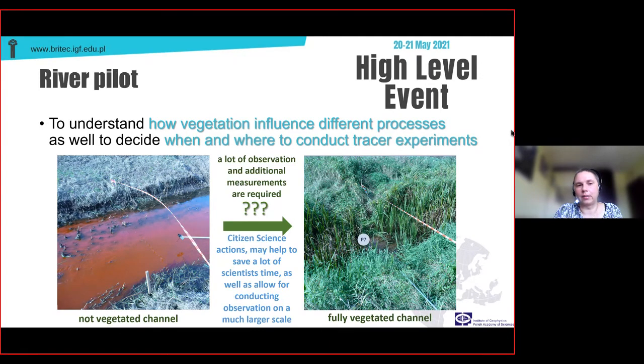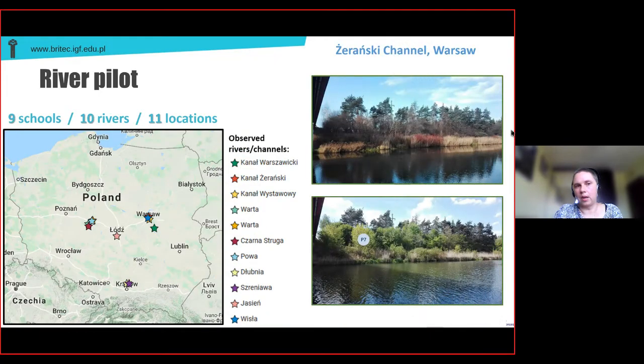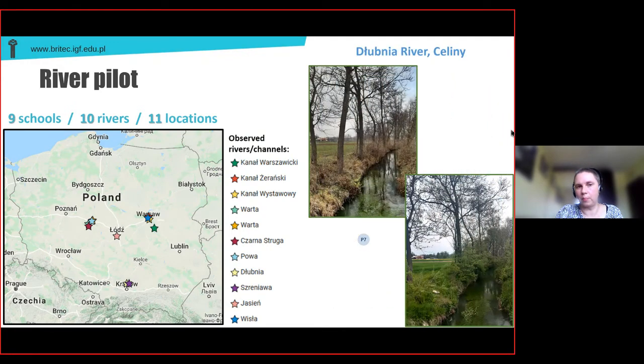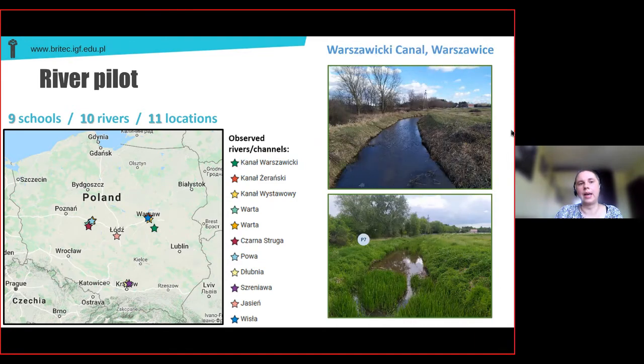One thing is that they can help to save our scientists' time. The other is that we can make this kind of observation on a much larger scale. In the case of the river pilot in the BRITEC project, 9 schools took part. They observed 10 rivers at 11 locations, and we actually had a lot of data from different parts of Poland.